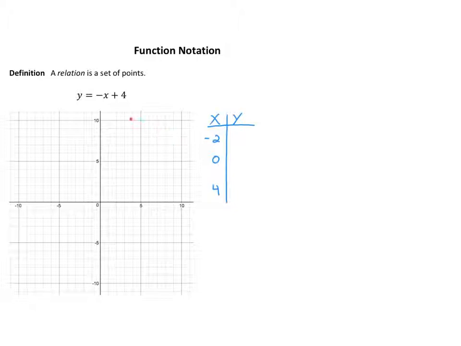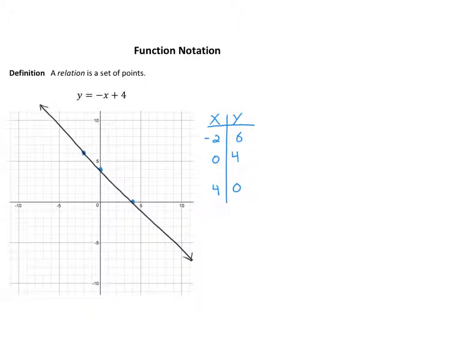Okay, for negative 2, I put a negative 2 here. The negative is positive 2, plus 4 gives me 6. If I put 0 in place of x, I'm left with just 4. And if I put a positive 4 in place of x, the negative 4 plus this positive 4 becomes 0. And if I graph these points, I get negative 2, 6, 0, 4, and I also chose 4, 0. I'll draw the line going through these points. This is my relation. It came from this equation relating x's and y's, and it is a set of points, meaning that it has a picture in the xy plane.